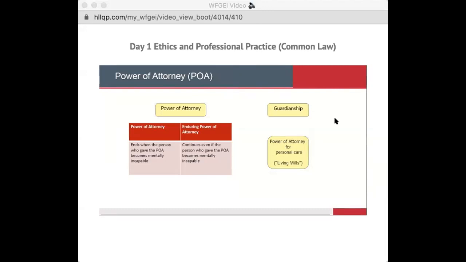Okay, so this is a very important section of the Act, and I strongly recommend that you read the section in the book that talks about this, because you will definitely get a question on the exam in this particular area.